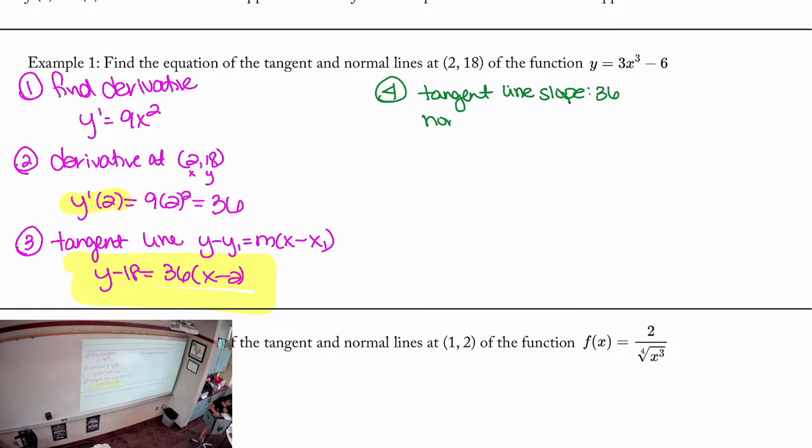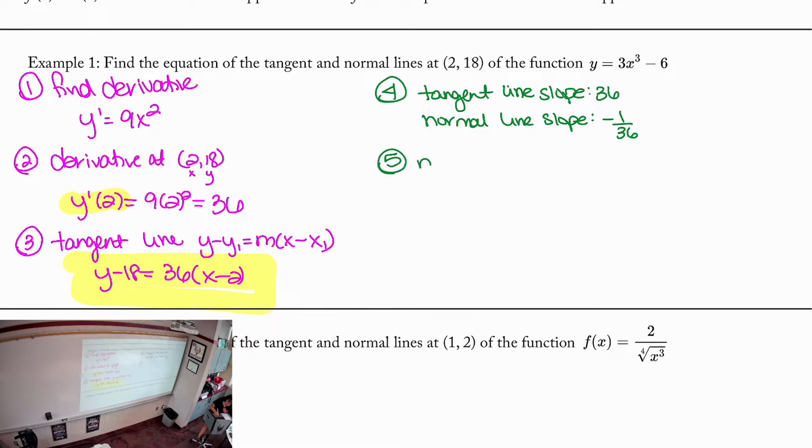So then the normal line slope is the opposite reciprocal. Flip the fraction, flip the sign. Negative 1 over 36. Do I need you to write all these words out? No. I actually don't even need any of this part, but I just wrote it for funsies.